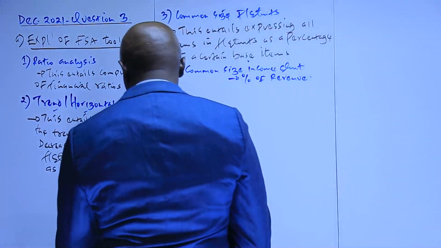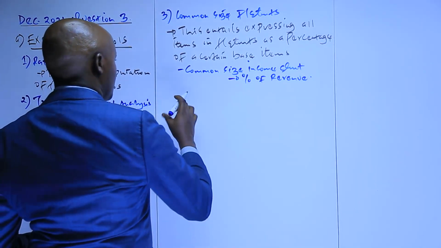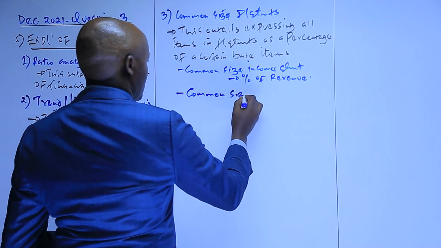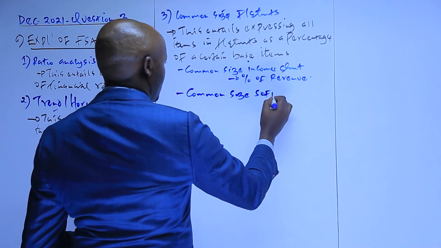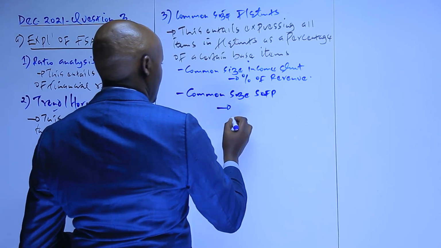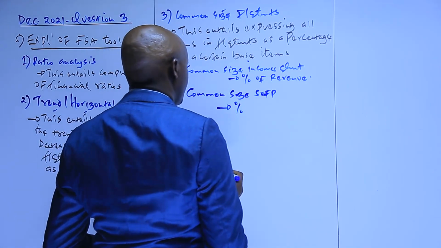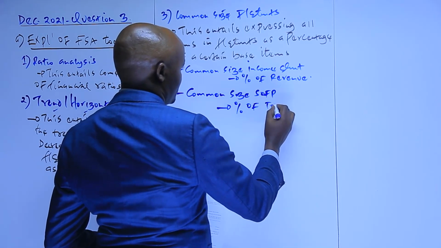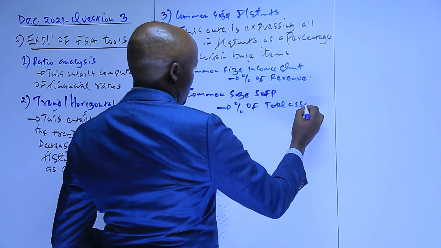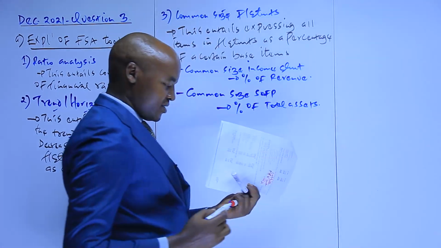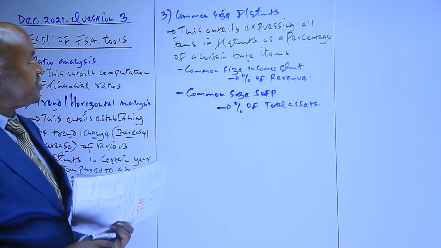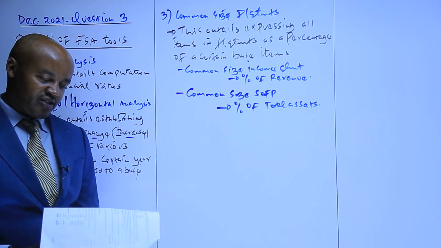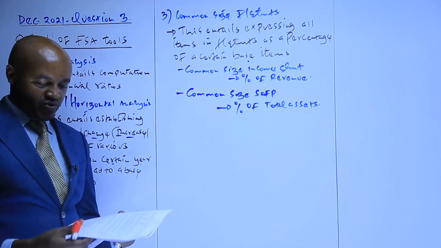And then we have the common size statement of financial position. This one is prepared by expressing all items as a percentage of total assets. As a percentage of total asset. So therefore, that's what you mean by common size financial what? Statement. And that's what was required as far as Roman 1 of that question is concerned.